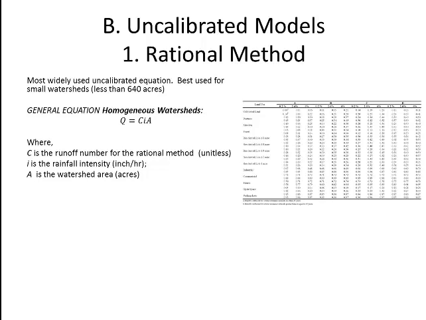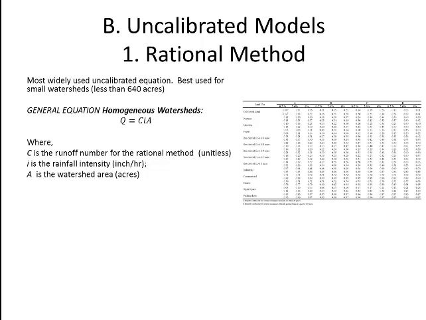Please note that the C value, or the rational method coefficient, is not the same as the curve number or CN value discussed previously in class. The C value varies for different land usages, soil types, and slopes. In addition, for each land use, there are two rows of data. The first row is for runoffs less than a 25-year storm, while the second row is for flows greater than or equal to a 25-year storm.